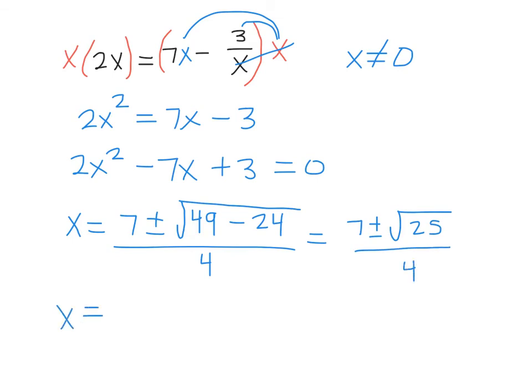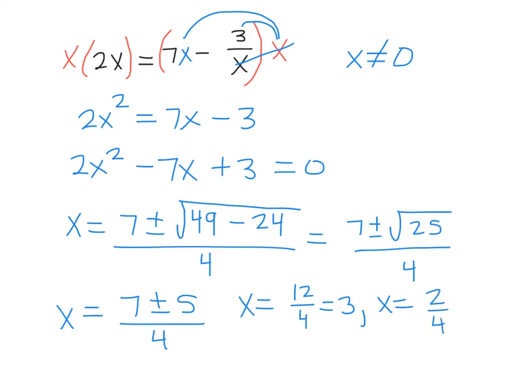So you get x equals, all right, square root of 25 simplifies to 5. So we're going to have x equal to 7 plus 5 over 4, so 12 over 4, equal to 3. And we will have x equal to 7 minus 5, which is 2 over 4, which will simplify to 1/2. All right, so we get two solutions. Here, I'll just circle them. 3 and 1/2, and we just double check to make sure that they're going to work in the original equation. Well, we already wrote down that x can't equal 0. So both of these solutions are valid because they are not 0.